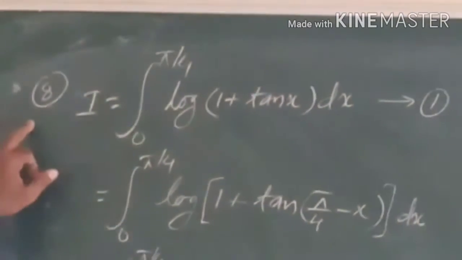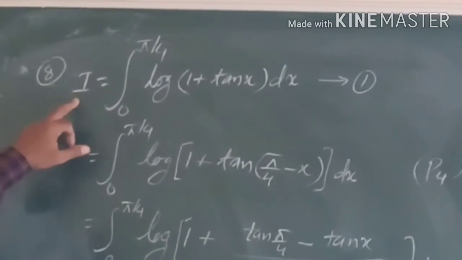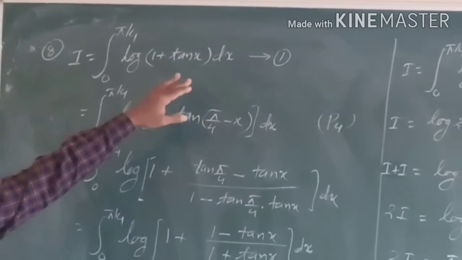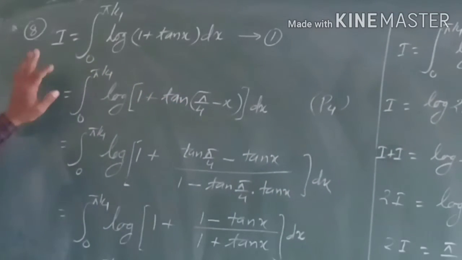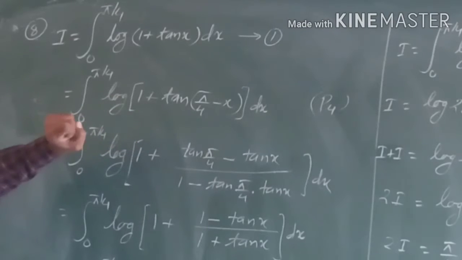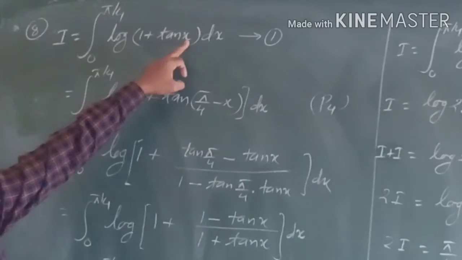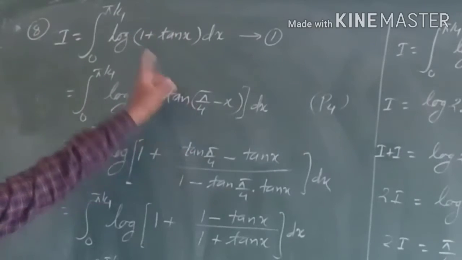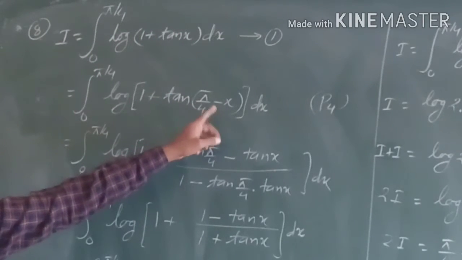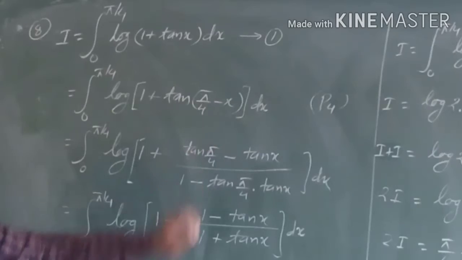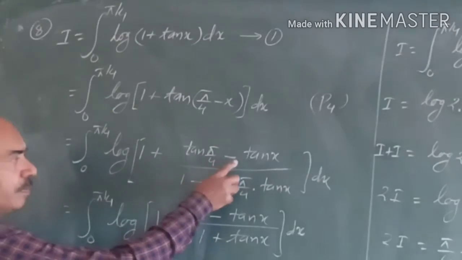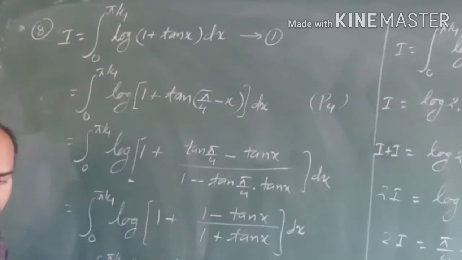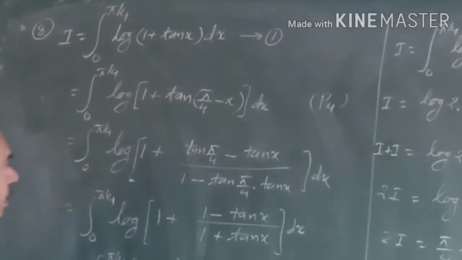Next, question number 8. Integral I, which is from 0 to pi by 4, log of 1 plus tan x, dx. Once again, in this question, use property number 4. It means in place of this x, write pi by 4 minus x. So this is pi by 4 minus x, and tan(a minus b), which is tan a minus tan b upon 1 plus tan a into tan b. It is a plus sign.